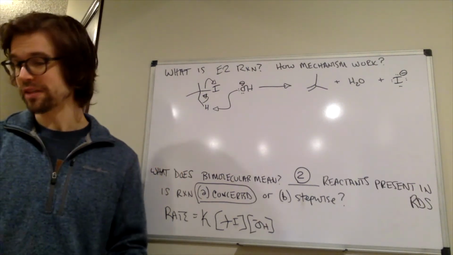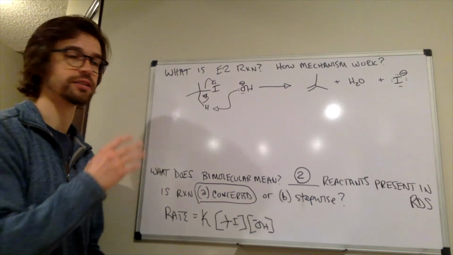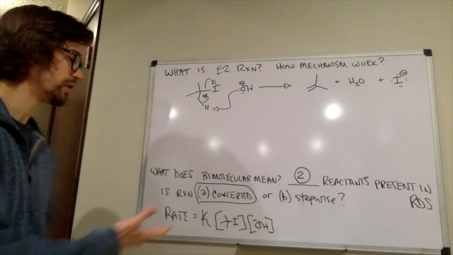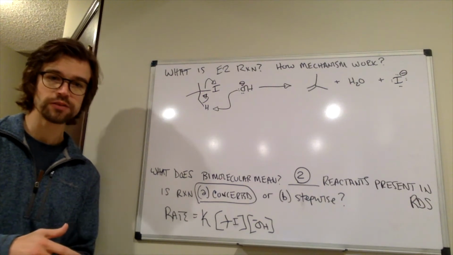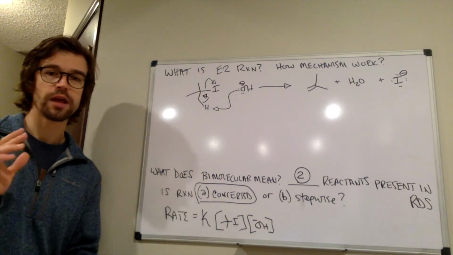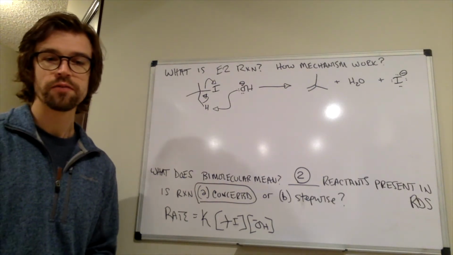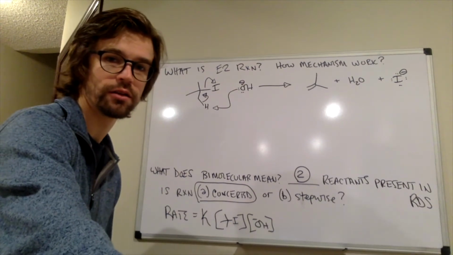We talked about this a little bit earlier in the packet, but here we're really addressing that this is specific to an E2 mechanism. This is what an E2 mechanism is. This is what the E2 reaction specifics are. And now we're going to move on to what the reaction coordinate diagram looks like for an E2 mechanism. So hold on for a minute.